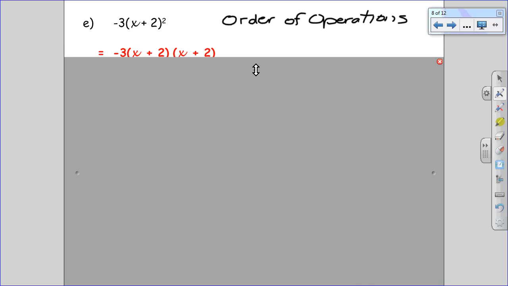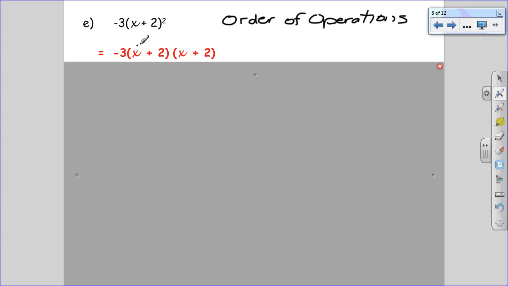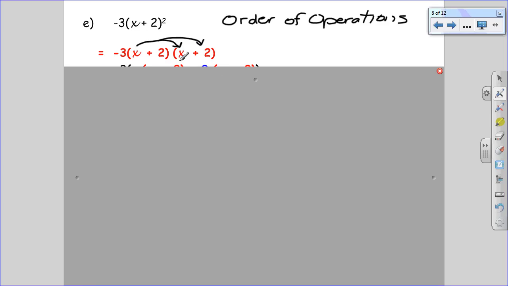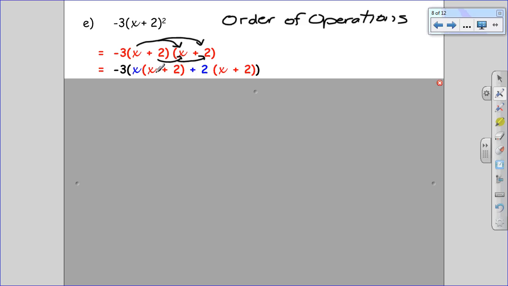Because I can't evaluate x plus 2 squared quickly yet. It means x plus 2 times x plus 2. But keeping in mind this was an exponent, I'm going to work with it first. So x times x and x times 2, and I need 2 times x and 2 times 2. Or, again, I could have split it up into that extra distributive property step where I showed the x times the x plus 2 in brackets and the 2 times x plus 2.